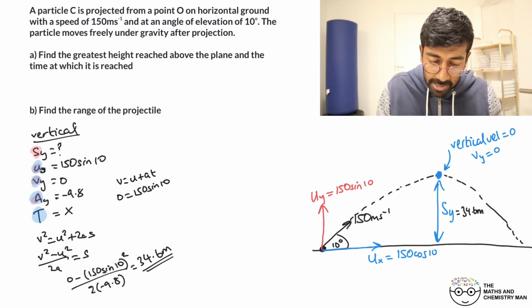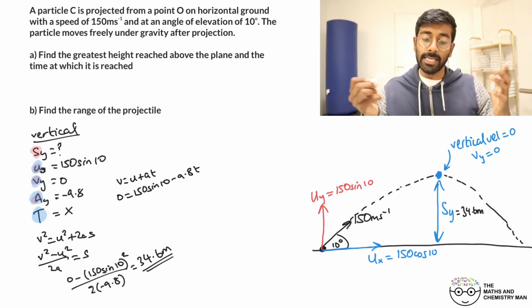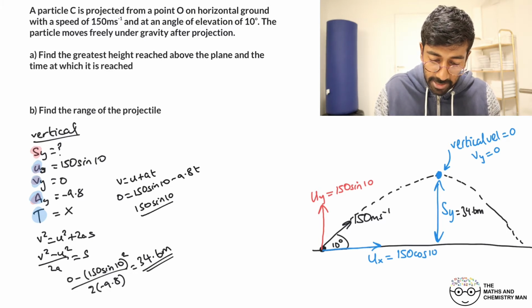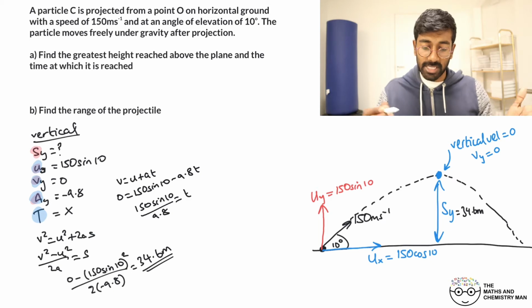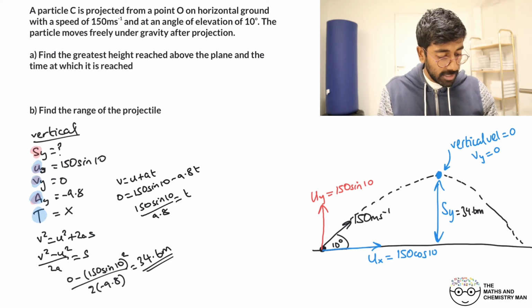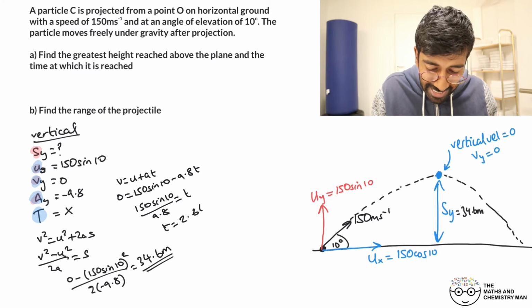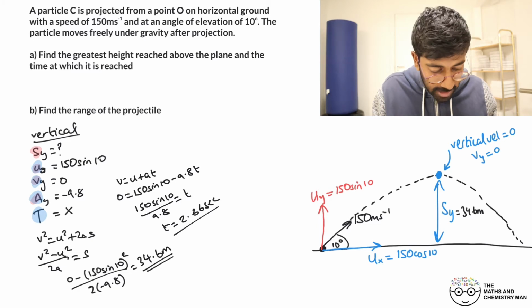And then a is going to be minus 9.8 lots of t. So to solve this, all we've got to do is 150 sine 10 divided by 9.8. That's going to give us what t is. So 150 sine 10, all divided by 9.8. And we've got time is equal to 2.366 seconds. And there we go.